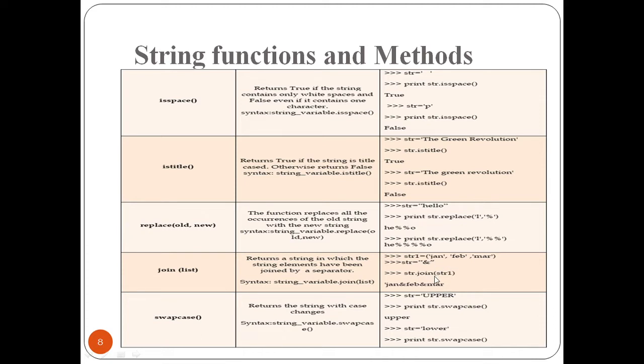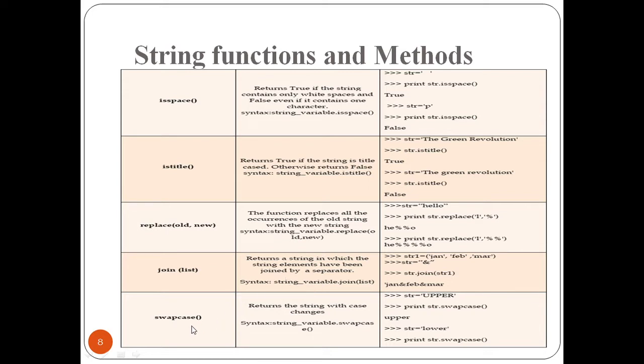That means str join str1. So I am joining AND with str1. Then I will get January and February and March. That's what happens with the AND. We'll see more about join in the example. So here 3 items are there in the list called str1: Jan, February, March. And here I am joining all of them with AND. So January and February and March. This is what happens with the join function.